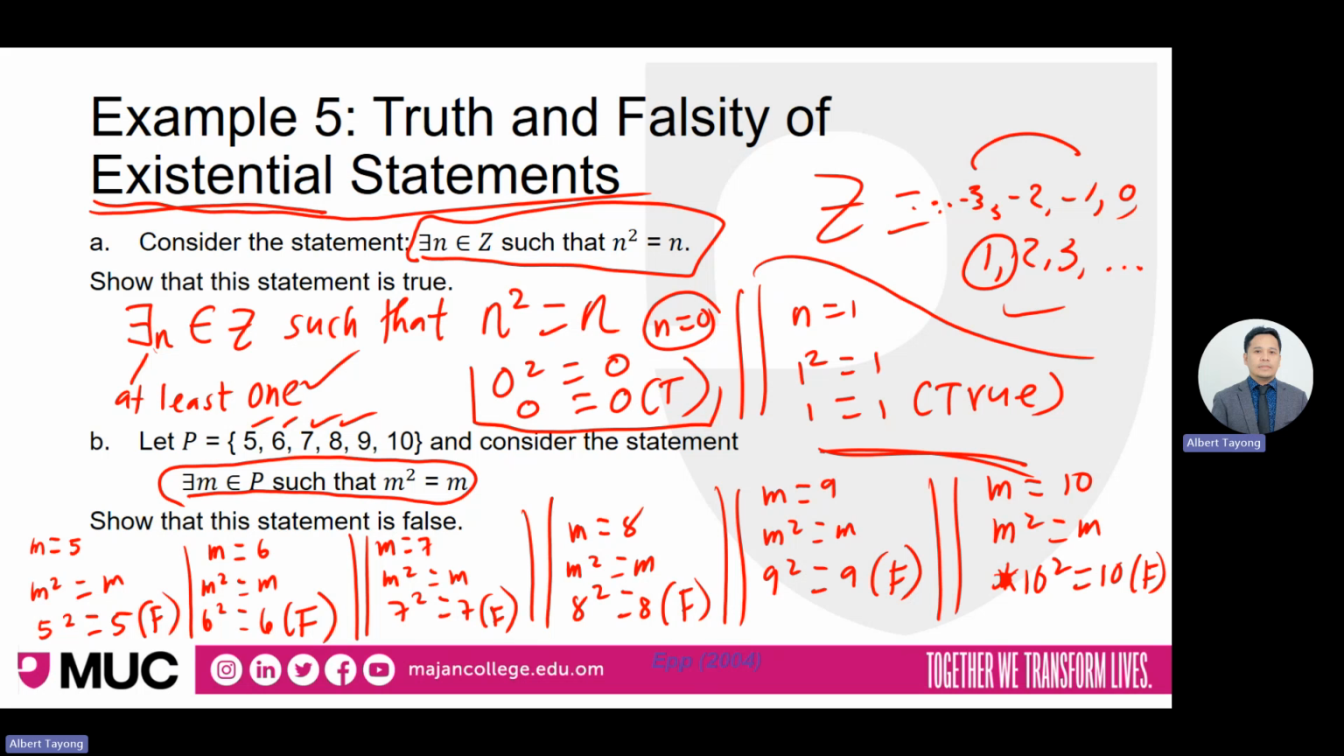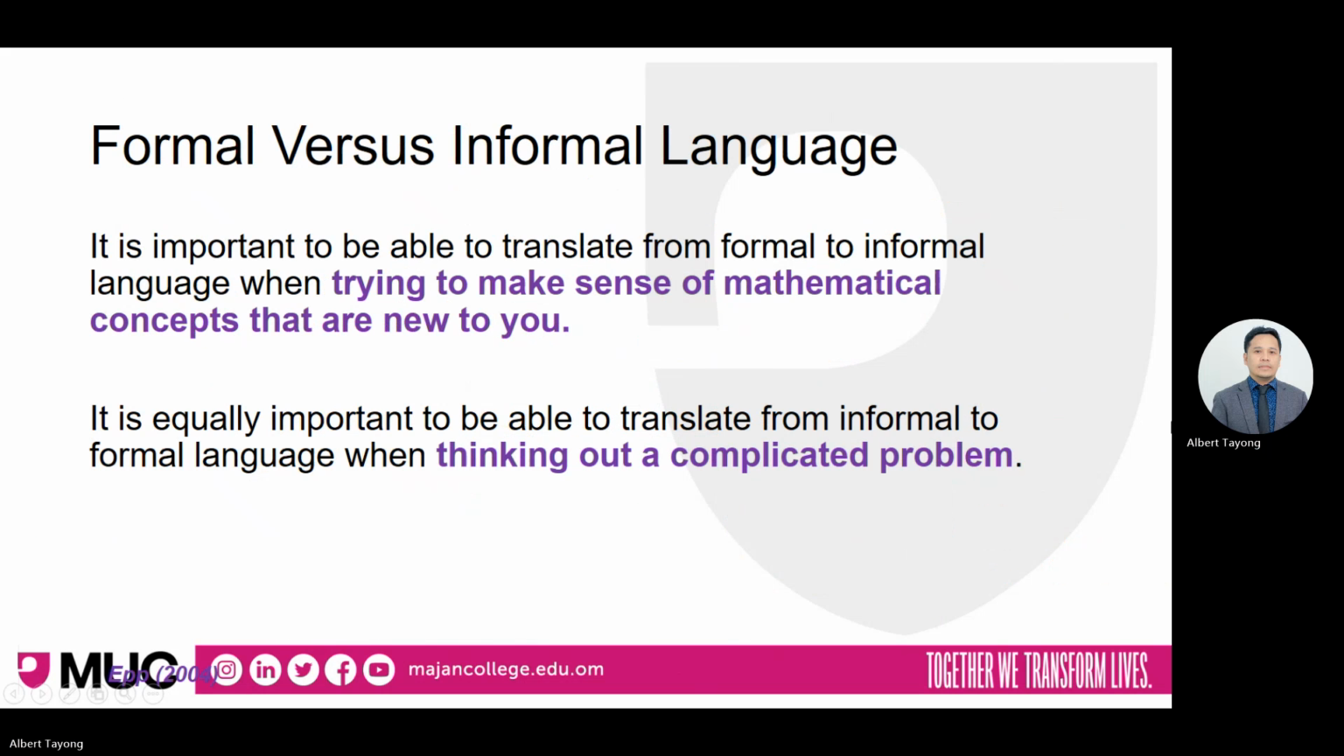Okay, so I hope this is clear. To prove that an existential statement is wrong or false, you have to show all. To show that it is true, we have to get at least one, like what I did here. Okay, so now let's proceed to formal versus informal.